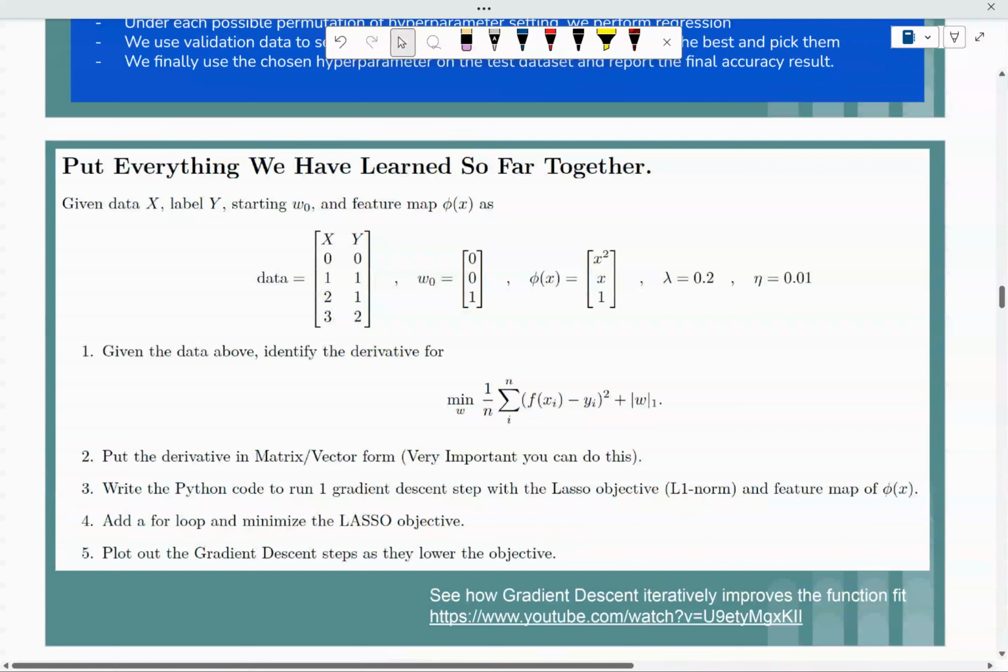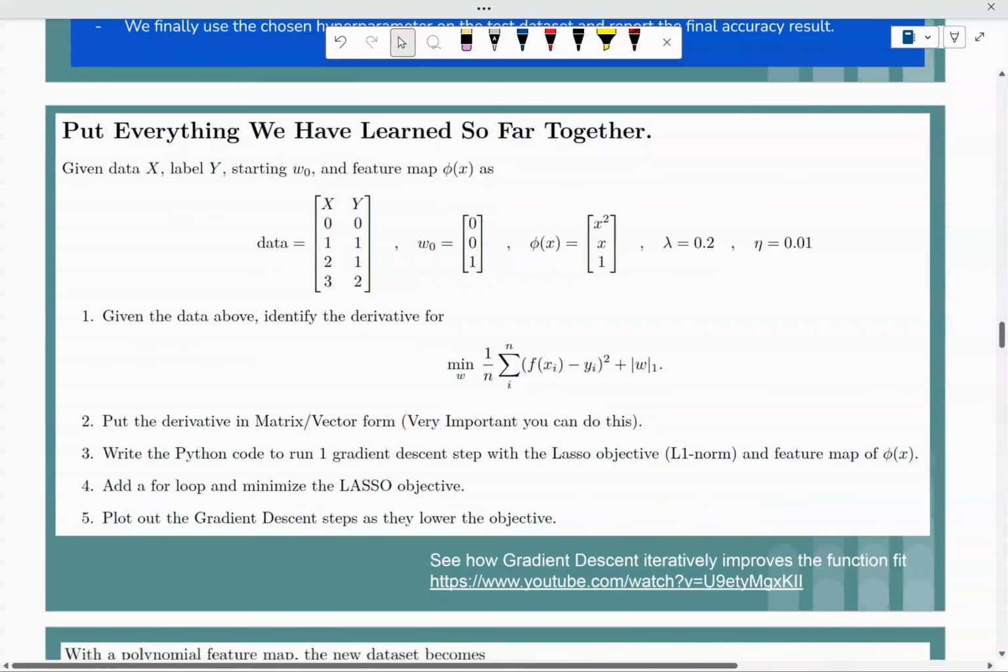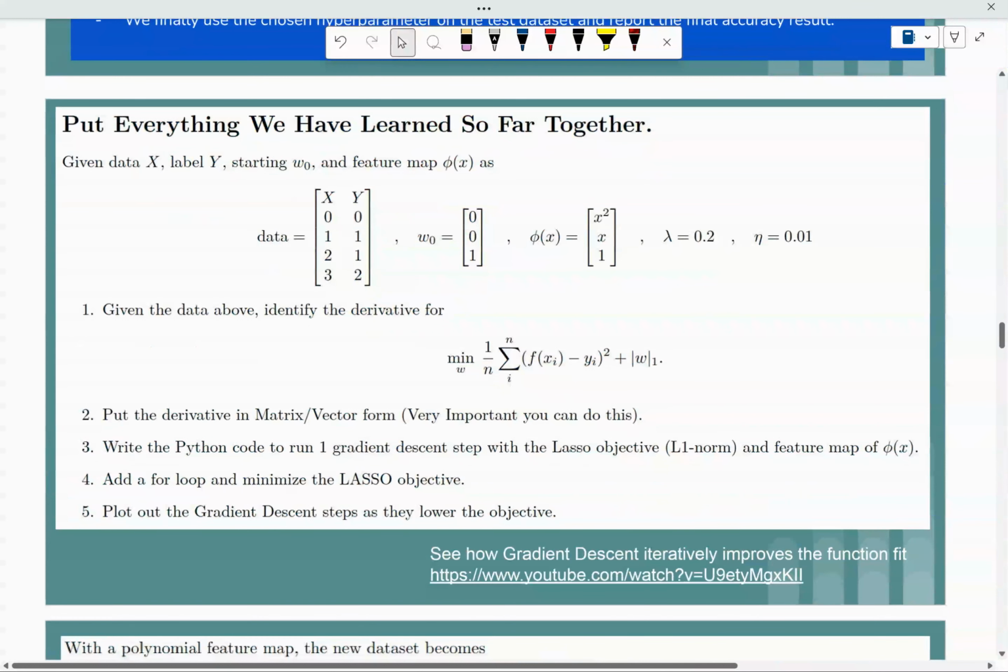All right. So at this point, I want you to put everything we learned so far together. This is going to be a pretty good size project given the data above. So here's the data, and this is the feature map. It's a polynomial. You're going to try to do a lasso. So you want to find the derivative of this, and then put the derivative in matrix vector form. Okay, put it in matrix vector form.